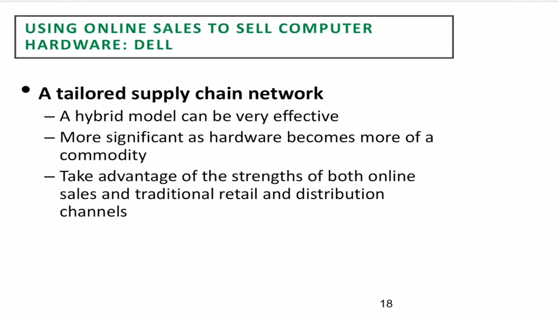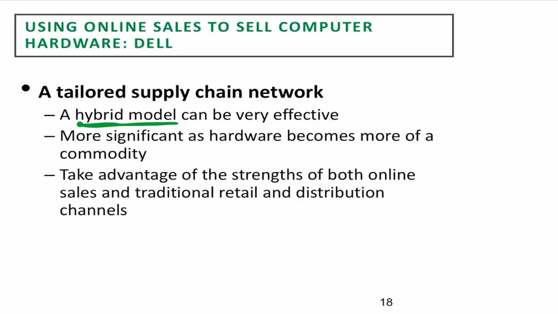So for Dell, looking at these two examples, a tailored supply chain network would suggest that we should go for a hybrid model. In this hybrid model, they should sell customizable servers online and they should sell standard laptops via retail outlets. The benefits will be more significant as hardware becomes more of a commodity. Take advantage of the strength of both online sales and traditional retail and distribution channels. A company like Dell can benefit by going for a hybrid approach.